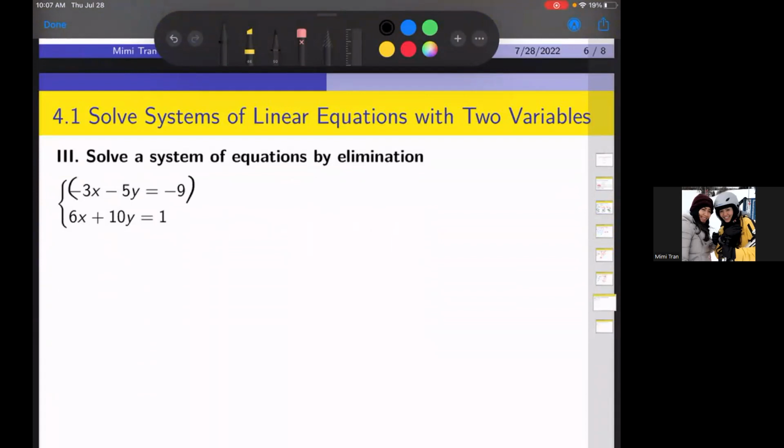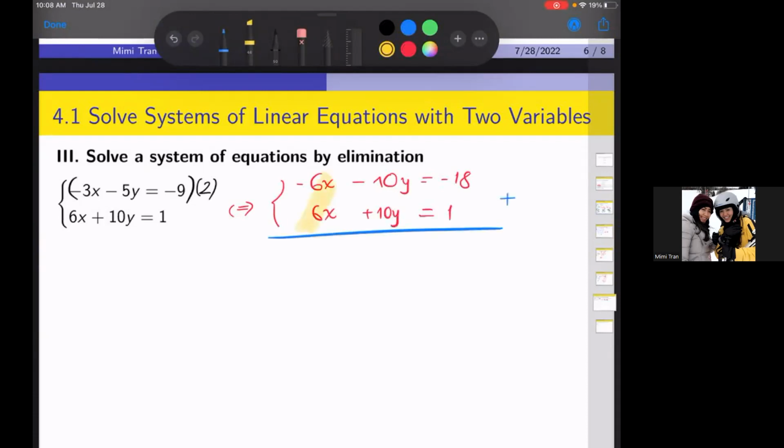Sure, yeah, y. So multiply both sides by 2, right? Because I need -10 in order to eliminate y. So multiply both sides by 2. It's already opposite. So here I have -6x minus 10y equals -18. Rewrite the bottom one, 6x plus 10y equals 1. And now you add.